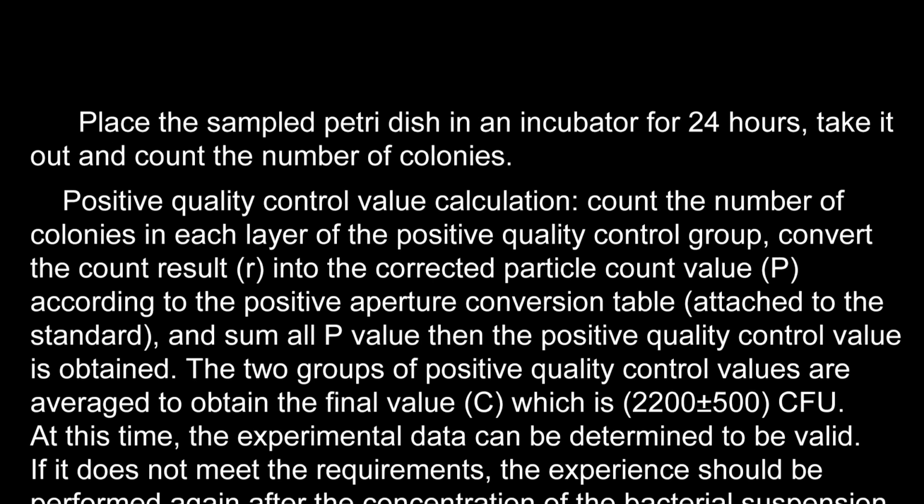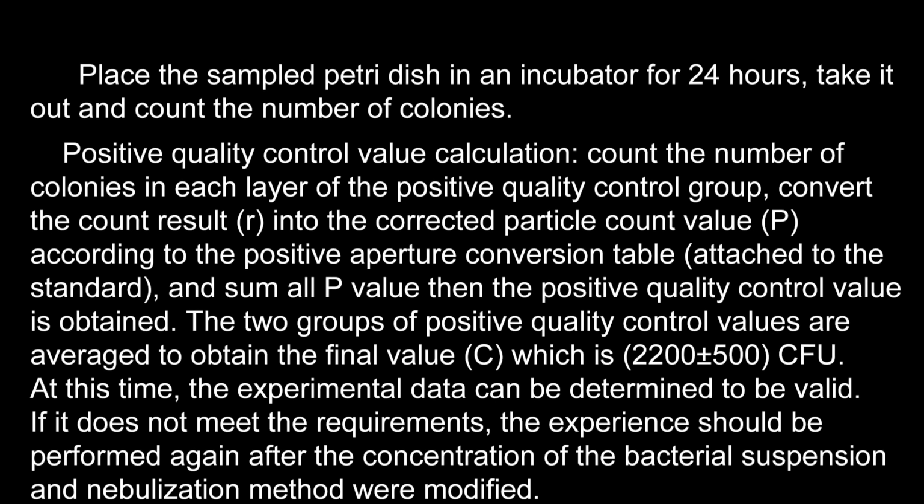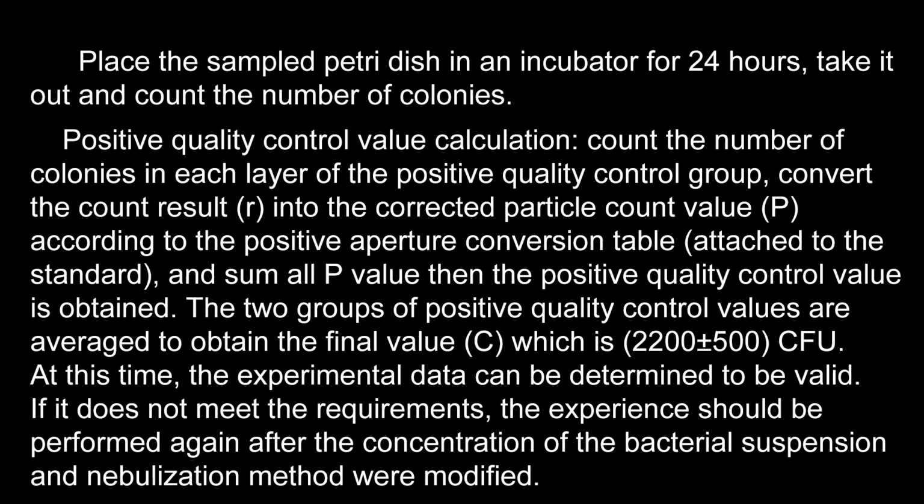The two groups of positive quality control values are averaged to obtain the final value C, which is 2200 plus or minus 500 CFU. At this time, the experimental data can be determined to be valid. If it does not meet the requirements, the experiment should be performed again after the concentration of the bacterial suspension and the nebulization method were modified.